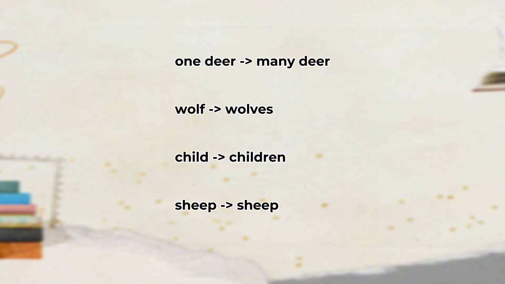The other answer choices use incorrect plural forms. The plural of wolf is wolves, not wolfs. The plural of child is children, not childs. The plural of sheep is also sheep, not sheeps. This question checks spelling, grammar, and knowledge of irregular plural nouns.